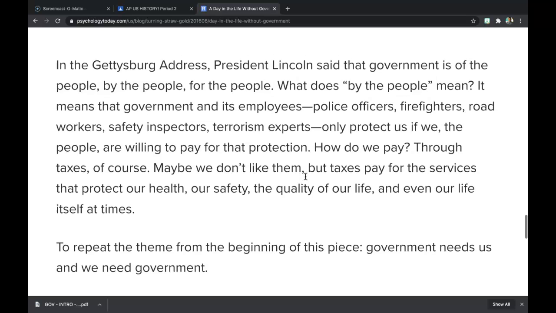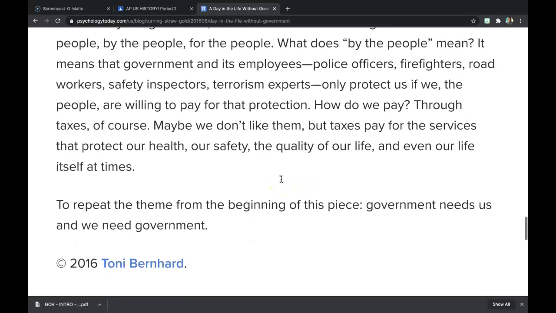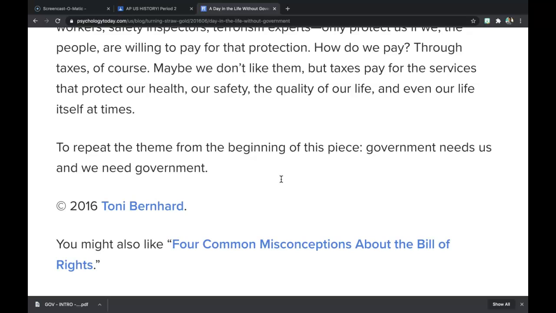In the Gettysburg Address, President Lincoln said that the government is of the people, by the people, for the people. What does by the people mean? It means that government and its employees, police officers, firefighters, road workers, safety inspectors, terrorism experts only protect us if we, the people, are willing to pay for that protection. How do we pay? Through taxes, of course. Maybe we don't like them, but taxes pay for the services that protect our health, our safety, the quality of life, and even our life itself at times. To repeat the theme from the beginning of this piece, government needs us, and we need government.